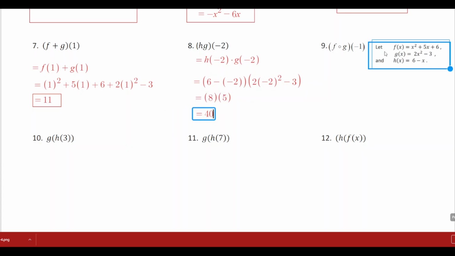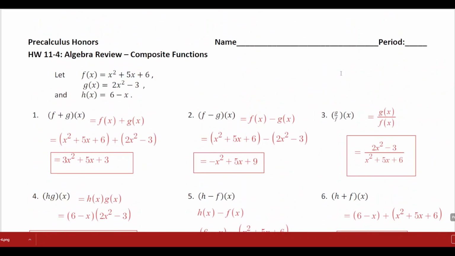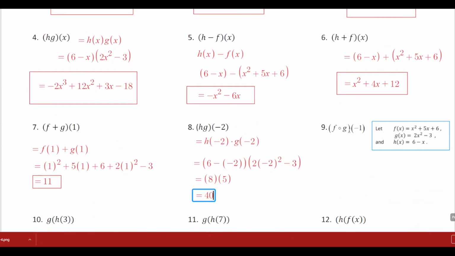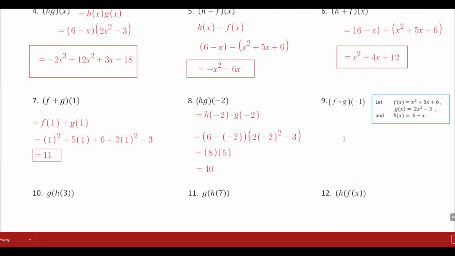All right, so starting with number 9, we're actually getting into compositions here. I think this is the first composition problem. So let's find f of g of negative 1. Now, just like with the combinations, you can work these two different ways. You can either find the composition first, or you can plug negative 1 into g and then plug that into f. But just for the sake of practicing finding these composite functions, I'm going to find f of g of x first.